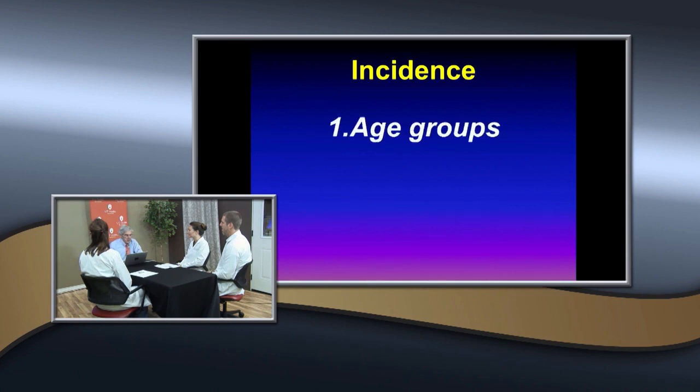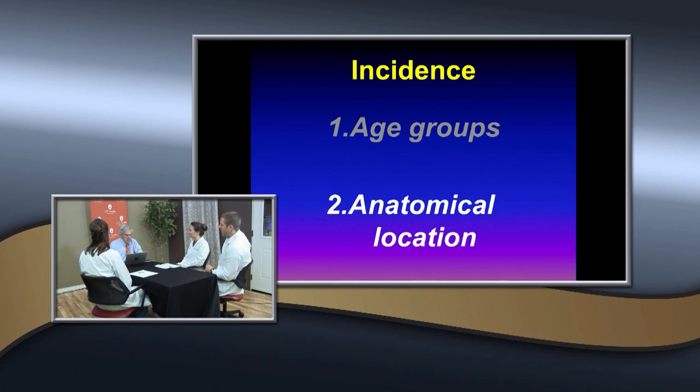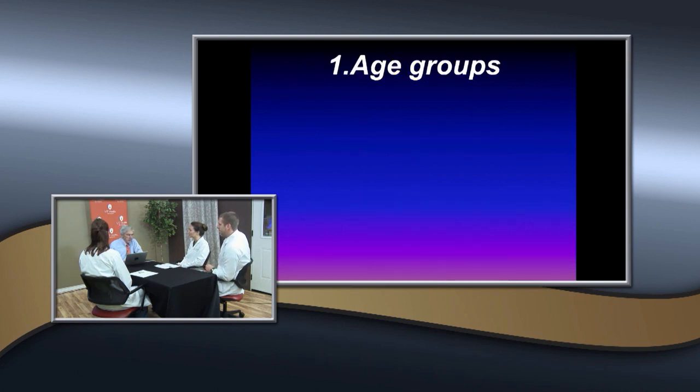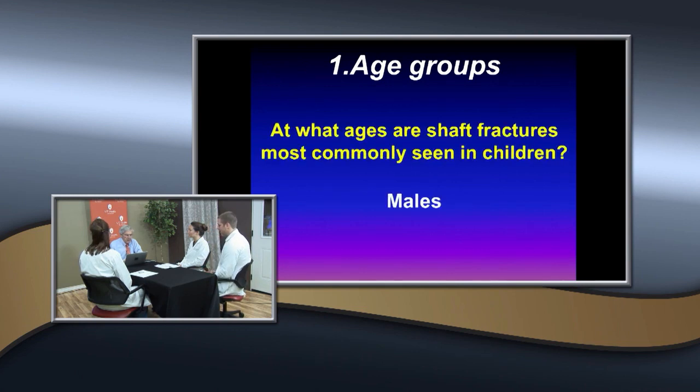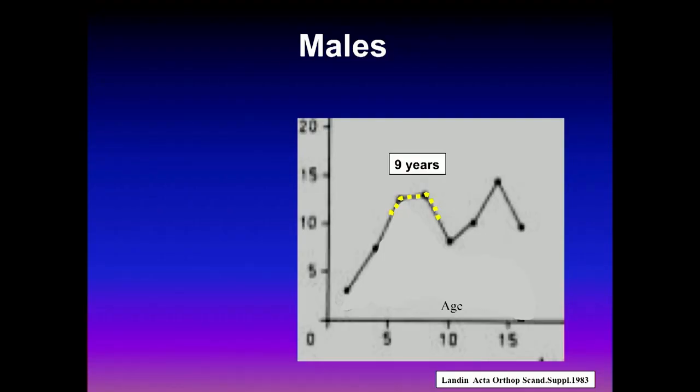Now let's look at the incidence, and we'll talk about incidence versus age group and the anatomical location. We're going to talk just strictly about fractures in the diaphyseal area. Now, at what ages do you see diaphyseal fractures in children, in the males? It's a bimodal pattern. You see it early, when they're about 9 to 10 years of age, when they're out playing on the slides and swings and so forth. And then you see it later when they're out doing athletics at about 14, 15 years of age.